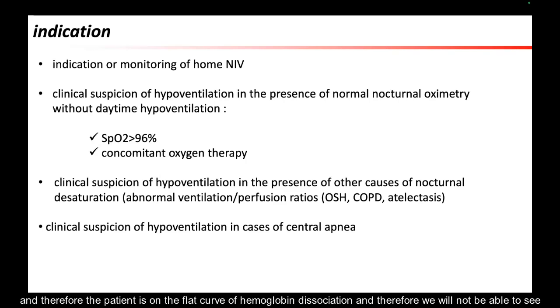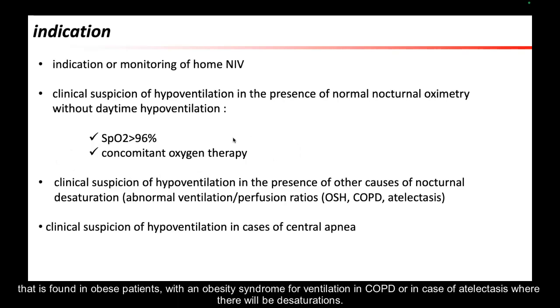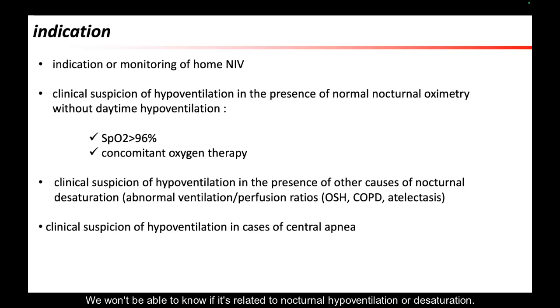And therefore the patient is on the flat part of the hemoglobin dissociation curve, and therefore we will not be able to see significant desaturation, while the PCO2 will have risen with a PO2 that will have decreased, or of course if the patient is on oxygen therapy concomitantly, which explains that the saturation will be too high, or there is a pathological nocturnal oximetry. But for other causes, with a disorder of the ventilation-perfusion ratio that is found in obese patients, with an obesity hypoventilation syndrome, in COPD, or in case of atelectasis, where there will be desaturations, we won't be able to know if it's related to nocturnal hypoventilation or not.